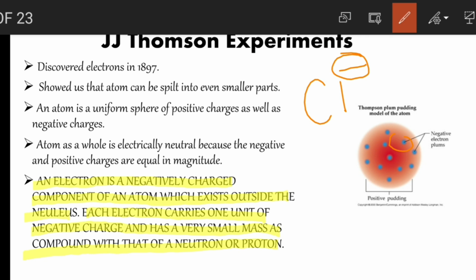J.J. Thomson also had a plum pudding model. So in that he gave an example of a watermelon. He said in the watermelon, the red part is the positive charge, and the seeds in that watermelon are just like electrons. So this is just like electrons in a watermelon.